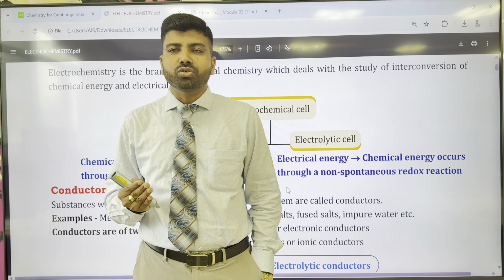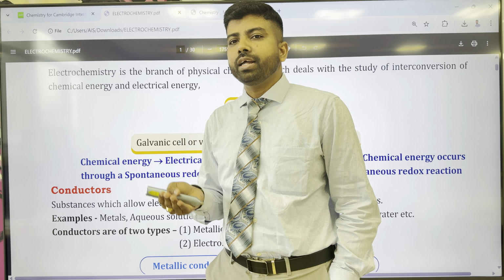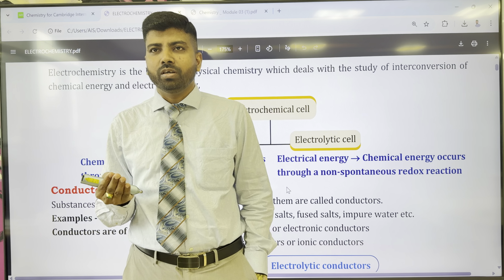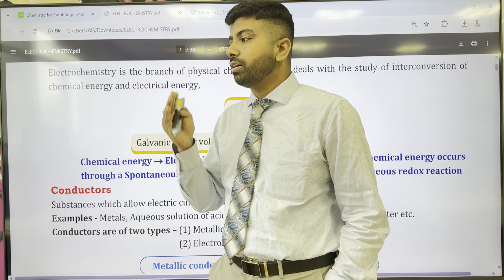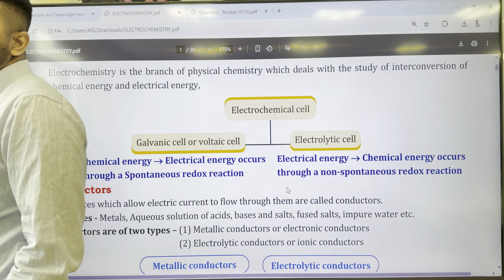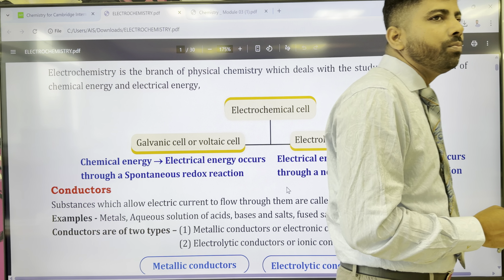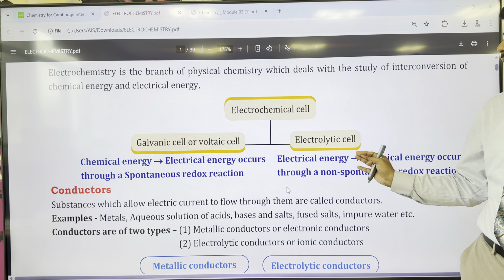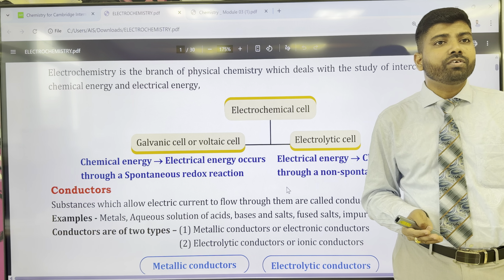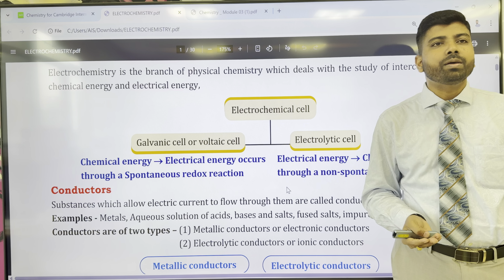categories. One is voltaic cell, or we can call it Daniel cell, or we can call it what? Galvanic cell, right? And these cells, they convert what? Chemical energy to electrical energy. And similarly, we will also study about electrolytic cells, and electrolytic cells will convert what? Electrical energy to chemical energy.